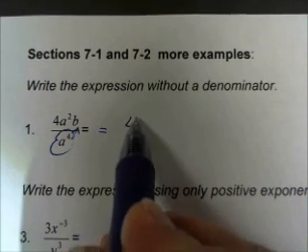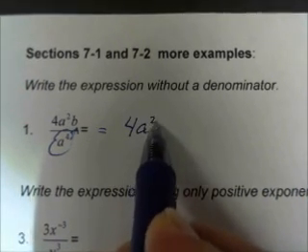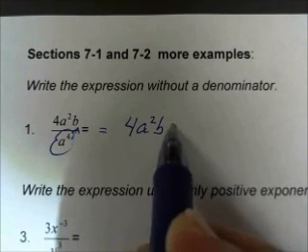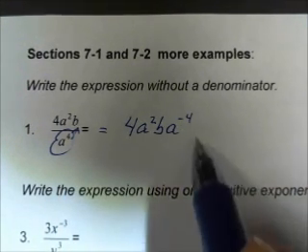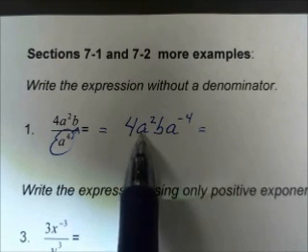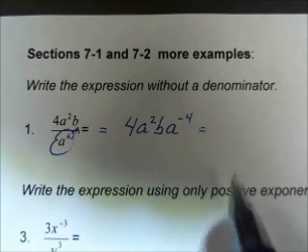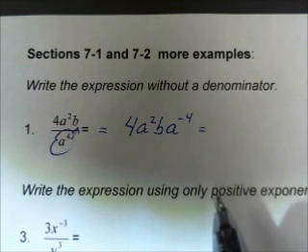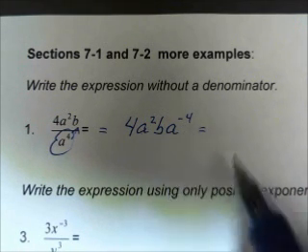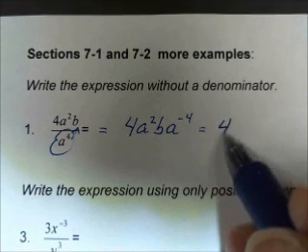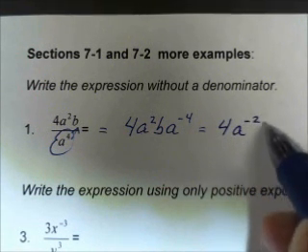So this would be 4a to the second b times a to the negative 4. Now, our like variable bases of a here, a squared times a to the negative 4. We're going to add those exponents, and we'll get 4a to the negative 2b.